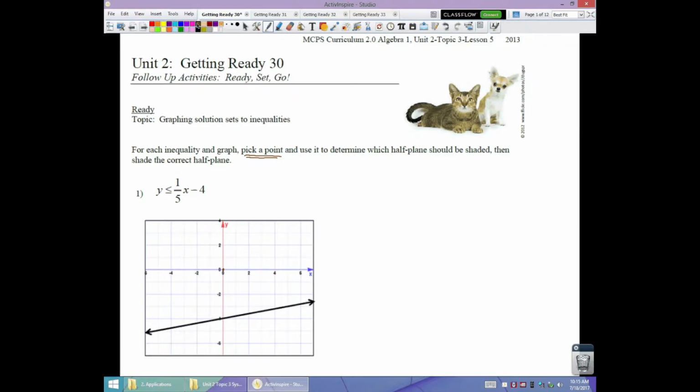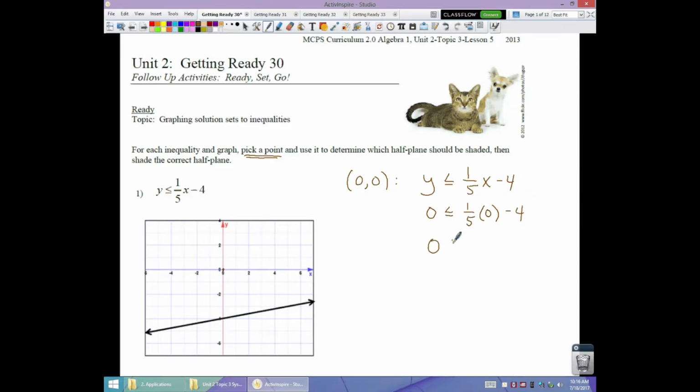So if I want to look at this one, I can go ahead and use 0, 0. It's not on the line, so I'm trying 0, 0. It would look like this. I take my inequality as it's given to me. You always want to put it into the original problem. If you have moved or rearranged or solved for a certain variable, don't use that one because you might have made a mistake. So I put 0 for y, and I also put 0 for x, and I see what happens.